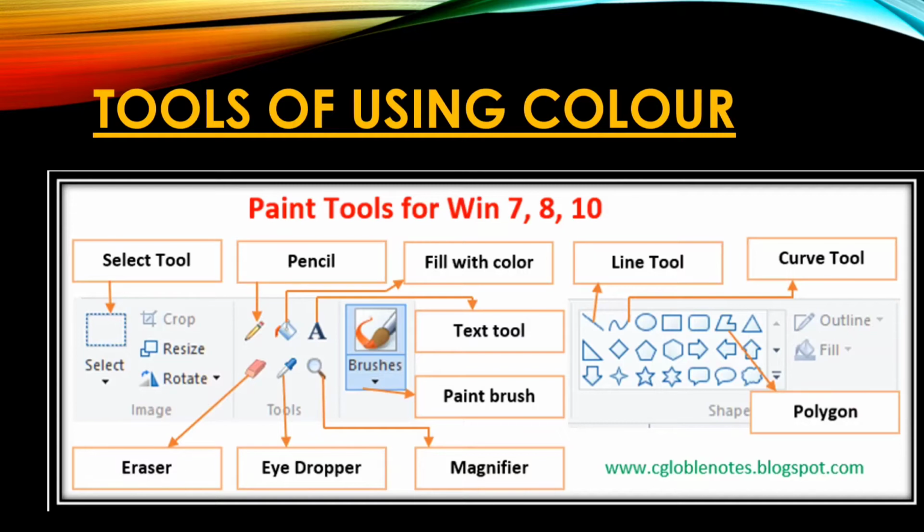Now see these tools for using colors. You can see, children, these are the tools. They are on the ribbon. These tools are the collection of the ribbon. Just see. Now I'm going to tell you one by one about all the tools.